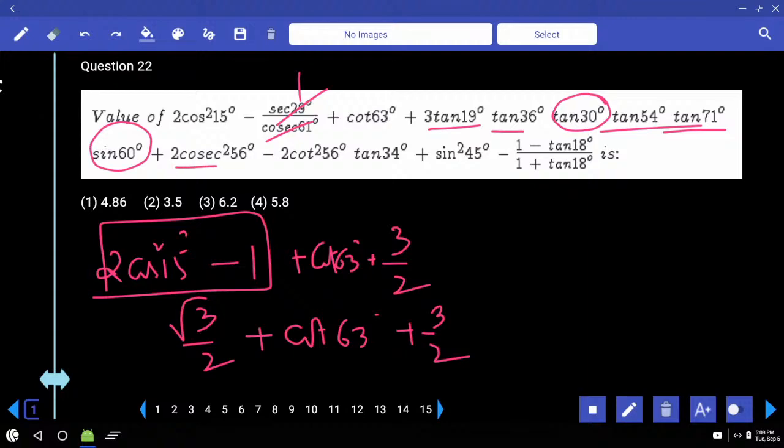ఇక్కడ కామన్ ఏంటి పరిస్థితి, కొసికెంట్ స్క్వేర్ థీటా మైనస్ కాట్ స్క్వేర్ థీటా ఉండాలి యాక్చువల్గా. 34 రాదండి నాకు తెలిసి. This should be cot 56. If it is cot 56, this is also cot 56. Cot square 56, cosecant square 2 అవుతుందండి.